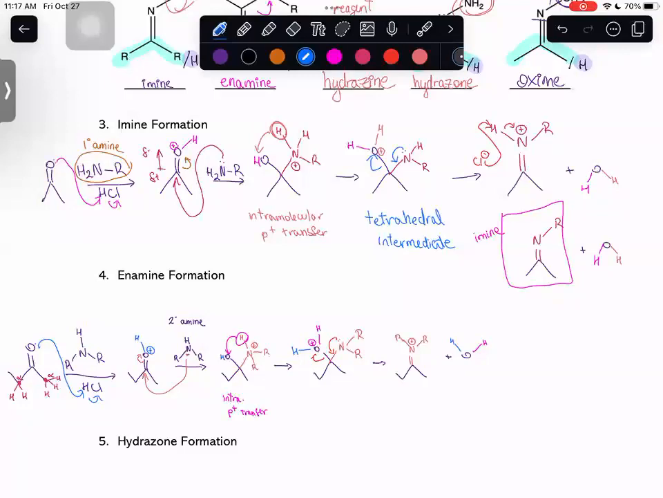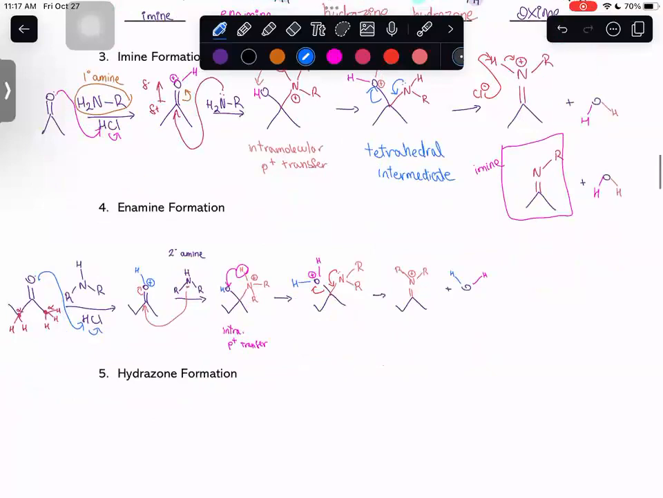Now, are we done taking the photos? No? Good? I'm just going to wait till the reaction's done. Take one photo. Okay, got it.